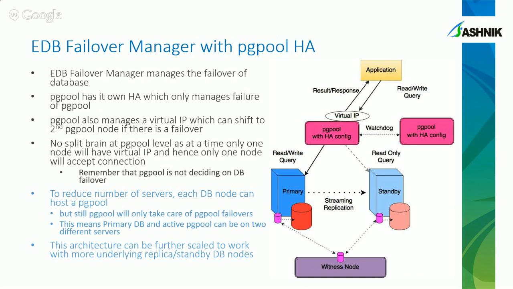If you want to reduce the number of servers, you can host pgpool on the db nodes, as I said earlier. You can scale up further by adding more pgpool and by adding more database nodes. You can add more underlying replicas or standby servers to scale up further, which enables you to cater to more read queries basically.